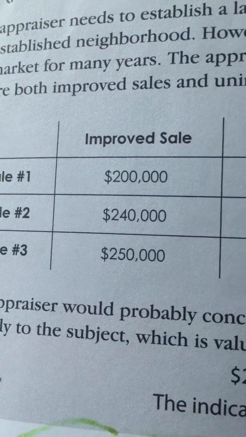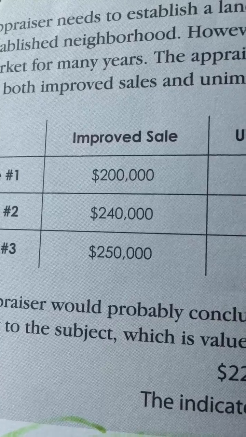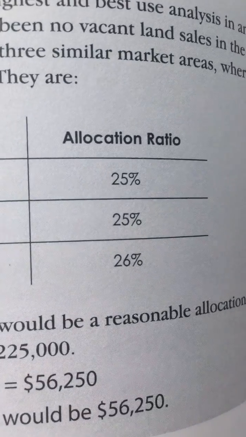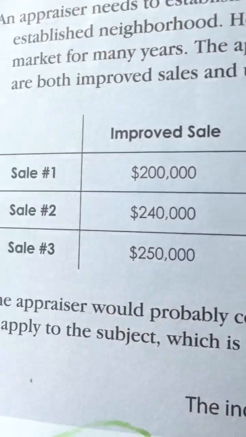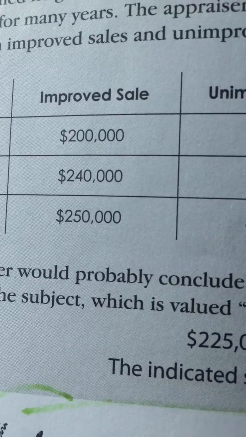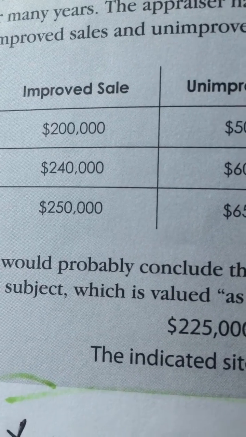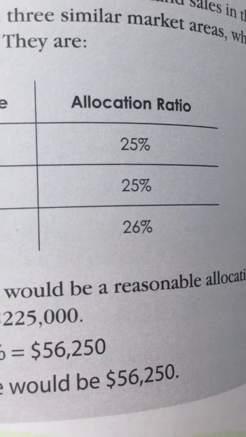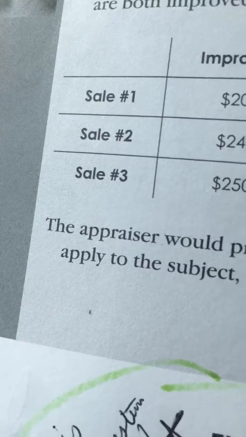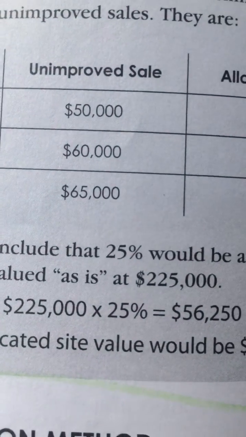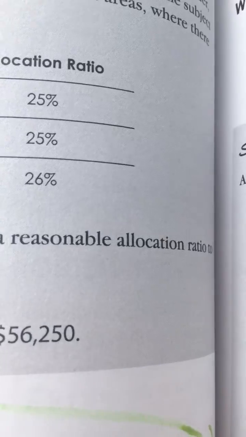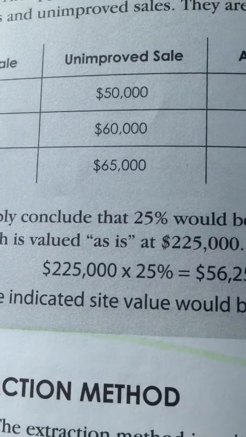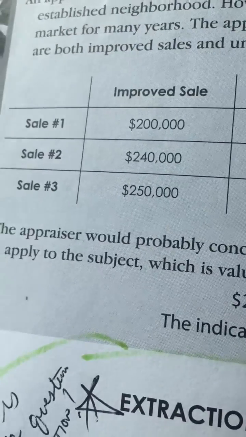Sale number 2, improved sale for $240,000. Unimproved for $60,000. Allocation ratio 25%. Sale number 3, improved sale at $250,000. Unimproved sale at $65,000. Allocation ratio is 26%. The appraiser would probably conclude that 25% would be a reasonable allocation ratio to apply to the subject, which is valued as is at $225,000.